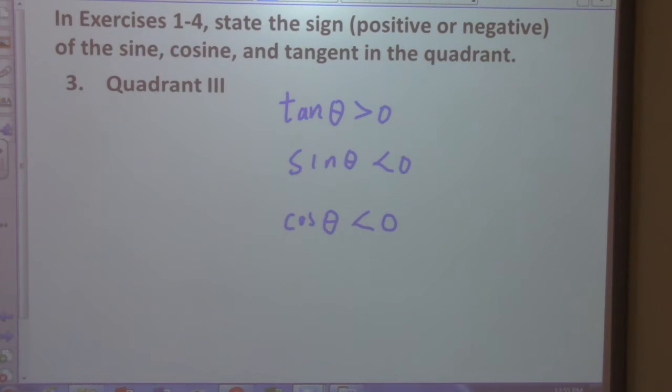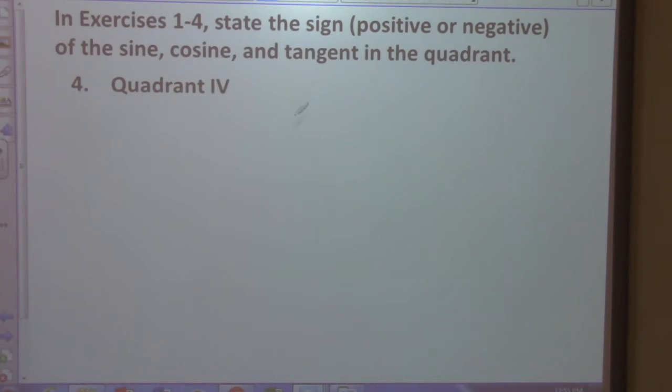And now quadrant 4, our last quadrant. What is positive in quadrant 4? Cosine. Cosine theta is greater than 0, but tangent theta is less than 0, as is sine theta. And really that's all there is to 1 through 4. So it's just a quick review.